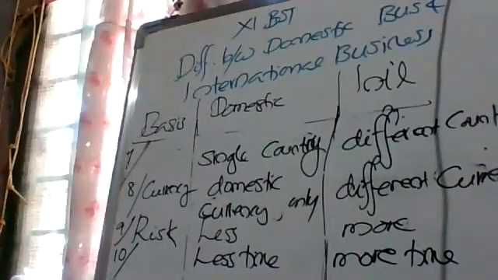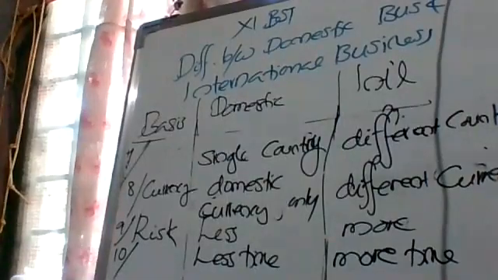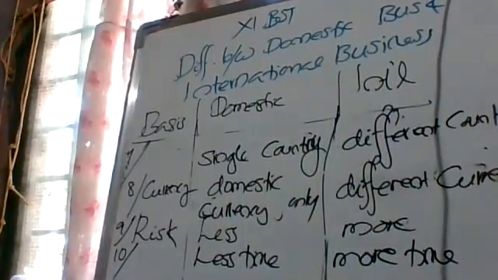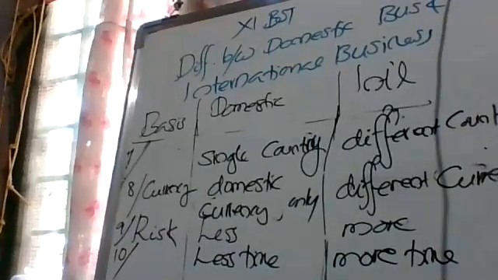If you want to import something from America, the time taken will be more. You want to buy one computer from India, and another person wants to buy one computer from America. Who will get it earlier? Who will get it late? The second person will get it late, right? Yes, sir. And we get to the next topic, advantages.